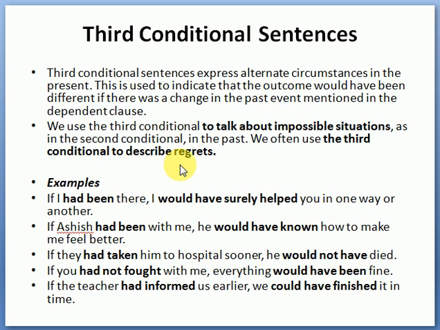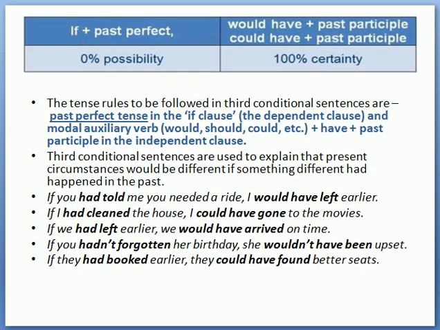It talks about impossible situations but their results in the past tense. And the second thing that makes it different from the second conditional is the grammatical structure. We see that the grammatical structure of the third conditional is that in the if clause the past perfect tense is used, whereas in the independent clause the modal auxiliary verb would, should, could plus have plus past participle is used.